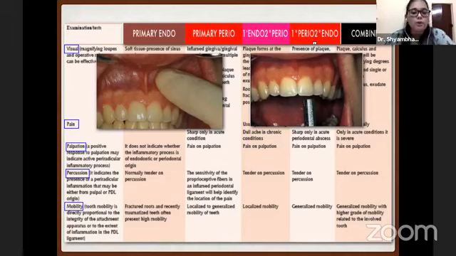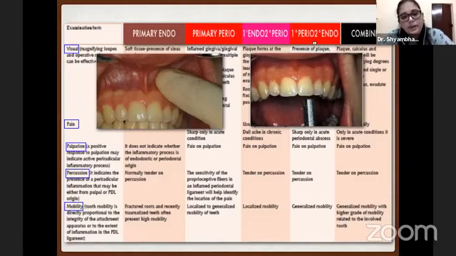Now coming over to mobility. In case of primary endodontic lesions, a fractured root and recently traumatized teeth may present with high mobility. Otherwise, if there is no fracture or no recent trauma, then mobility in case of primary endodontic lesions is not that common. In a primary periodontal lesion, definitely localized to generalized mobility will be there.